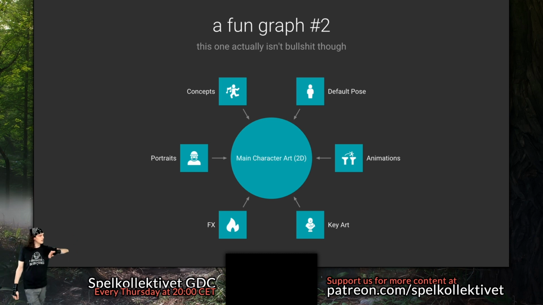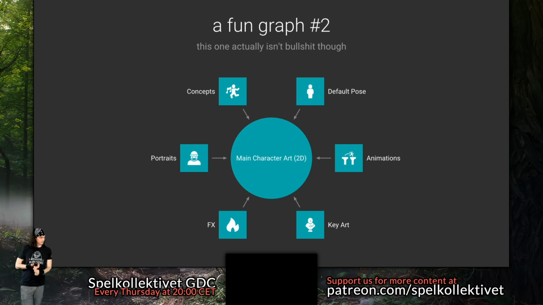So let's say we got a demand for main character art. Let's say it's a 2D character. The perspective doesn't really matter, but we need to have concept art for it. We would need to have a default pose, let's say, like the default asset that you would see in the game.